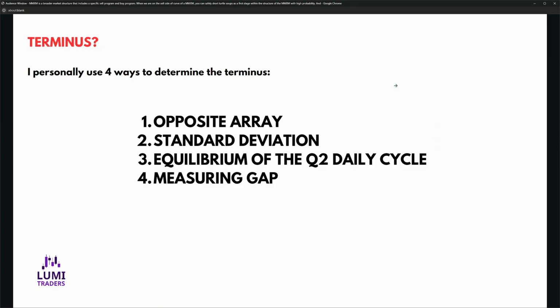Okay, how do we need to choose what level you want to target? I personally use 4 ways to find my target. First is going to be opposite array. I'm going to explain what that means. Standard deviation, equilibrium of quarter to daily cycle, measuring gap.